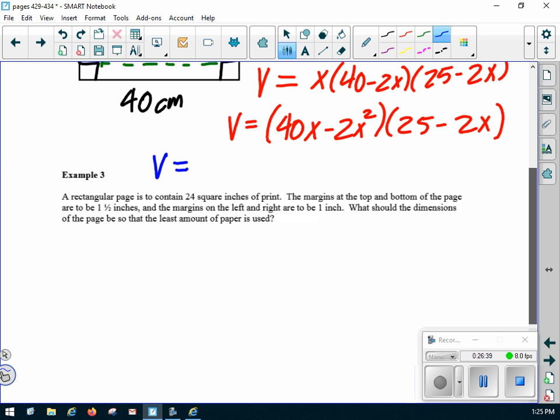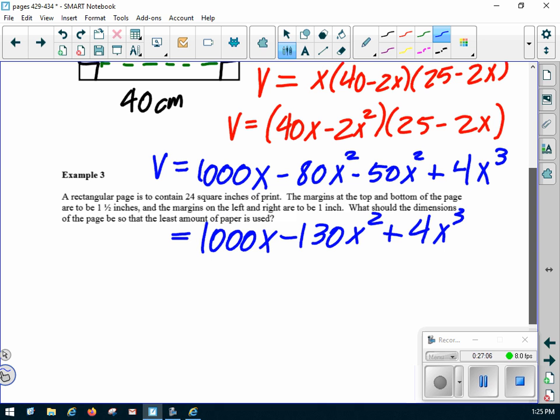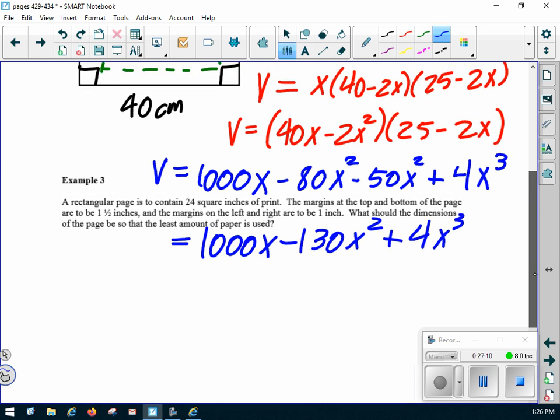What's 4 times 25? 100. So 40 times 25 is 1,000. Minus 80x squared minus 50x squared. Is that right? Yes. Plus 4x cubed. So that's 1,000x minus 130x squared plus 4x cubed. You know what? Could I take out an x? Sure, but that puts me right back to doing product rule.